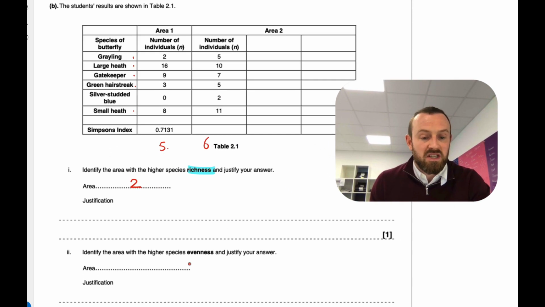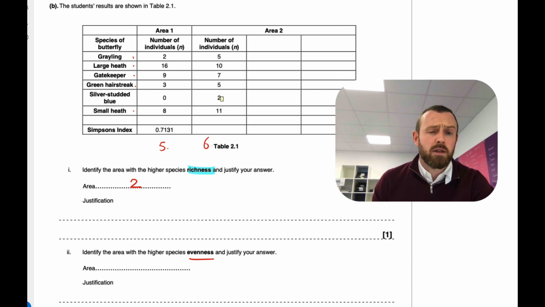What about species evenness? Species evenness is to do with an even distribution of organisms. So we're looking down the numbers and trying to work out which one's more even. Now, I think it's this one. Oh, sorry, hang on a minute, this one. But let's do the maths to double check.